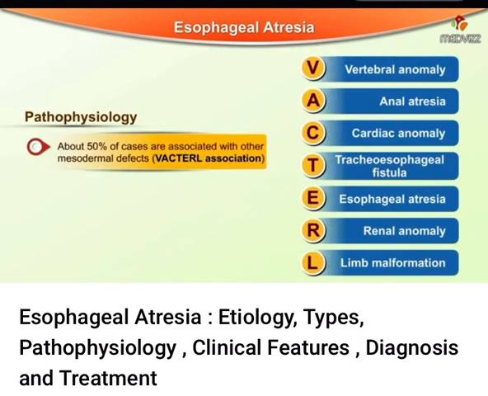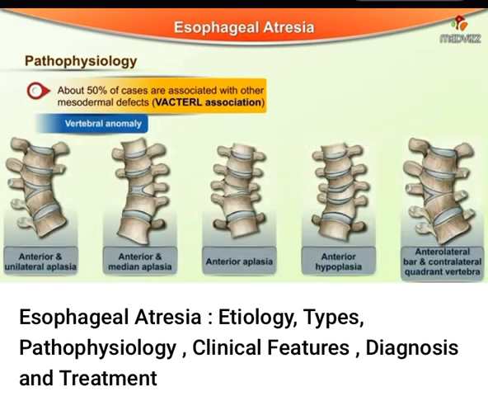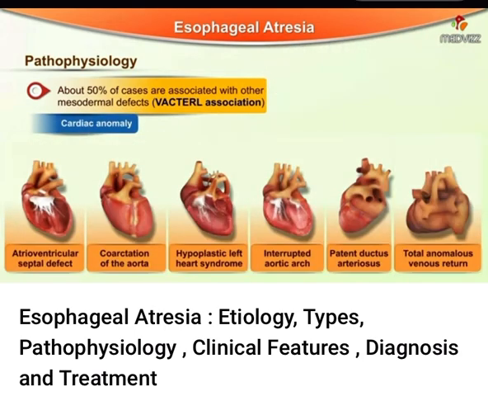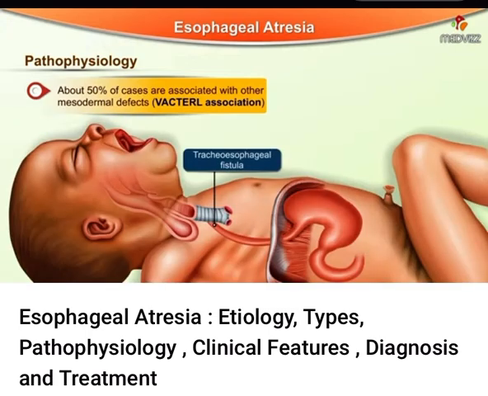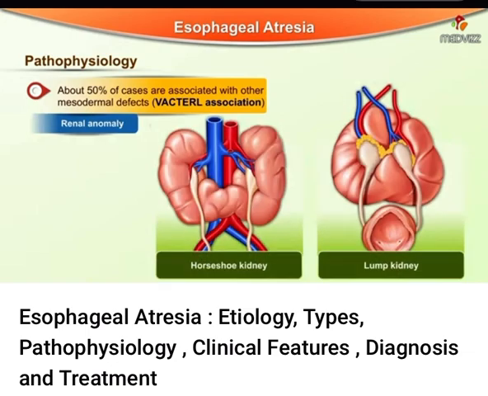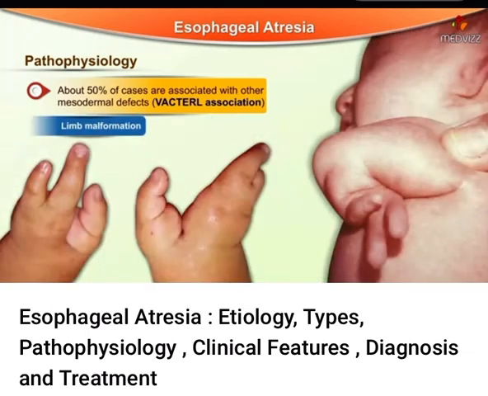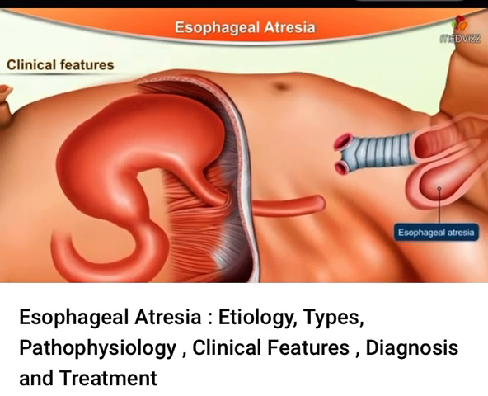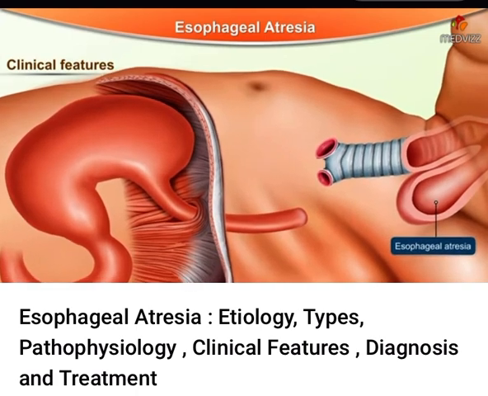About 50% of the cases are associated with other mesodermal defects and can be memorized by the famous mnemonic VACTRL, where V stands for vertebral anomalies, A for anal atresia, cardiac anomalies, tracheoesophageal fistula, esophageal atresia, renal anomalies, and limb malformations. So, what are the clinical features that point towards esophageal atresia?